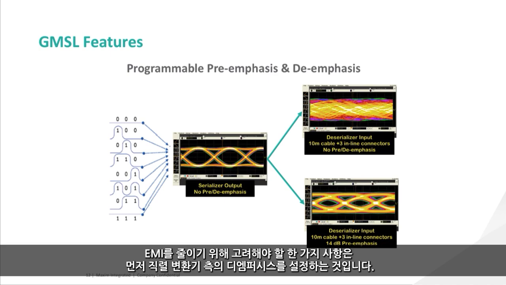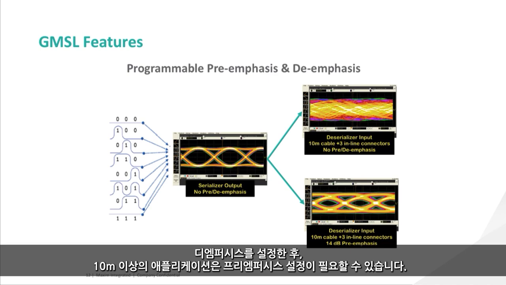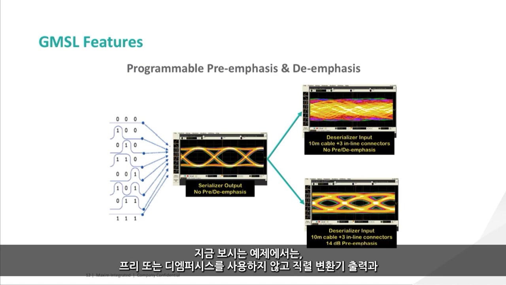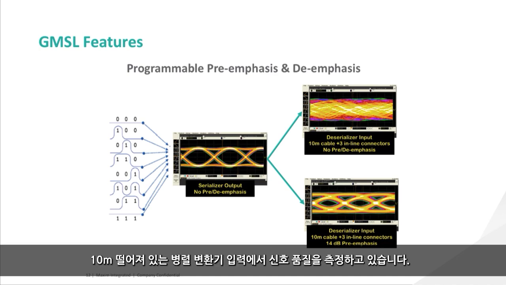To reduce EMI, one consideration is to first set the de-emphasis setting on the serializer side. After the de-emphasis setting is set, applications over 10 meters may require setting pre-emphasis. In the example shown, the signal quality is measured at the output of the serializer and at the input of the deserializer 10 meters away, with no pre- or de-emphasis.